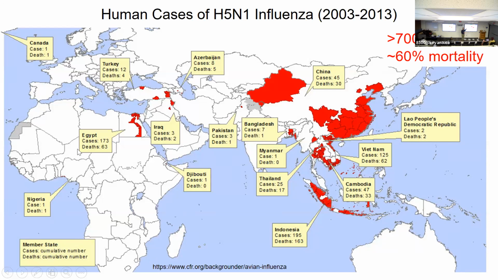Only a few hundred cases, measured over a 10-year span, with 60% mortality, right? This is very serious. Probably there are many more cases, right? People get sick and they don't go to the hospital all the time. But let's say we chop that mortality down to 6%. That's still a very, very serious disease. So like I said, lots of people are tracking these kinds of things.